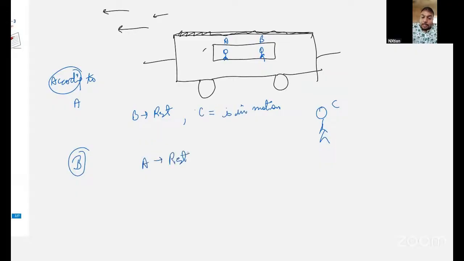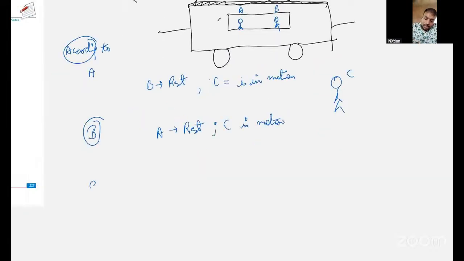According to B, because B is just sitting in front of him, A is at rest. And C is in motion. Why is C in motion? Because the train is moving. And when the train is moving, it will look like he is moving. His position is changing according to us because we are in motion. Are you getting this? And according to C, what will it look like?